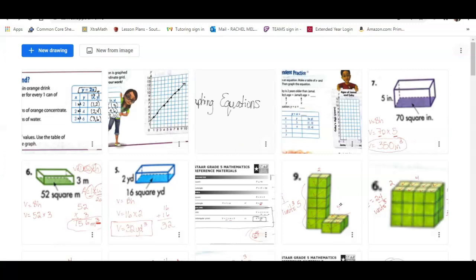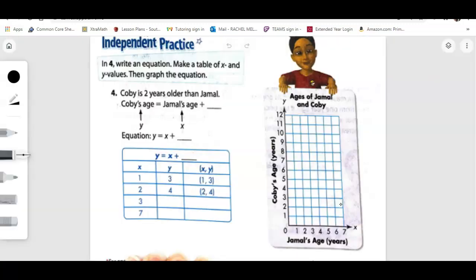And the last one on this video, okay? So they want you to write the equation. So you need to find this equation, okay? It says Kobe is 2 years older than Jamal. So Kobe's age equals Jamal's age plus what? Well, it says it right there, plus 2. Okay, so our equation is y equals x plus 2.